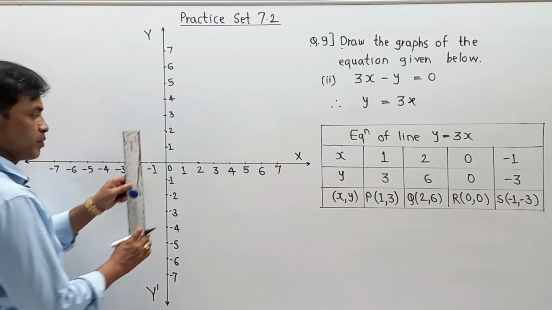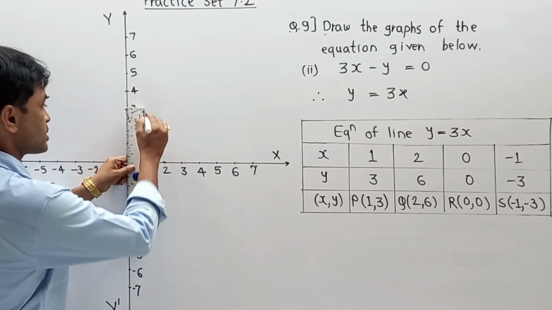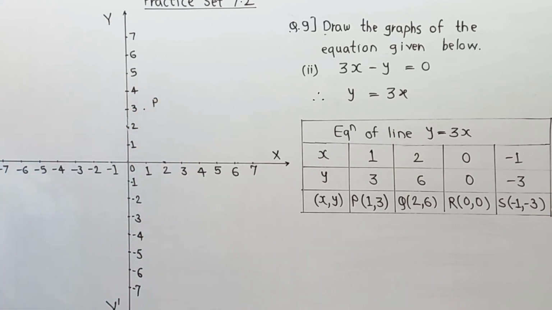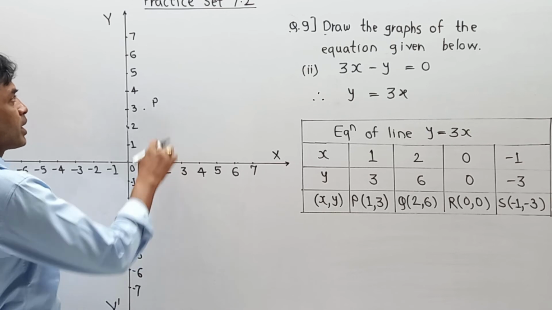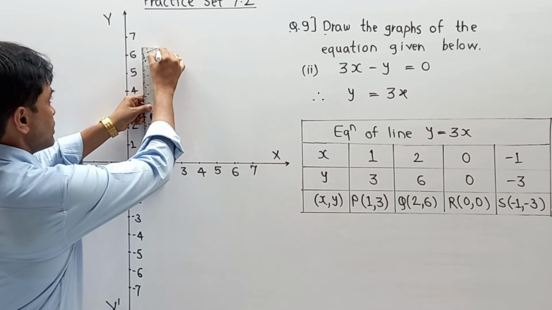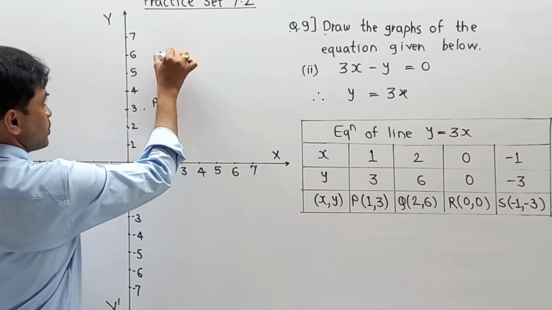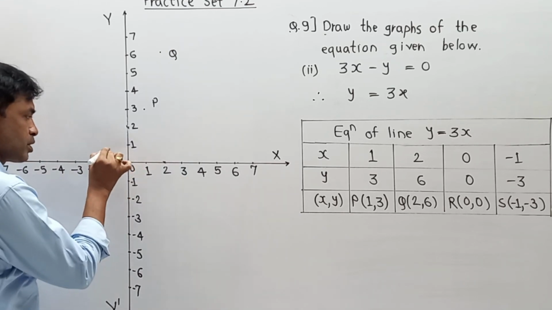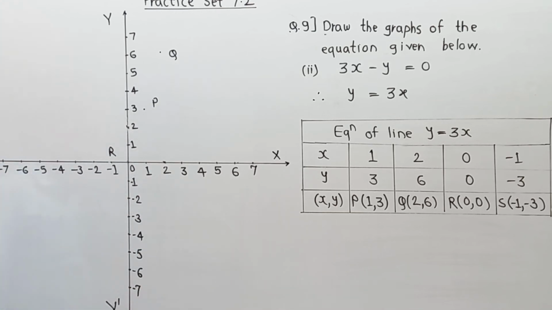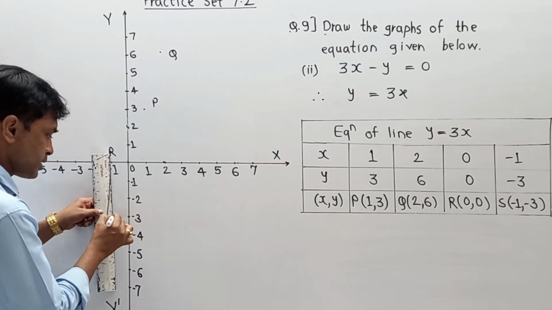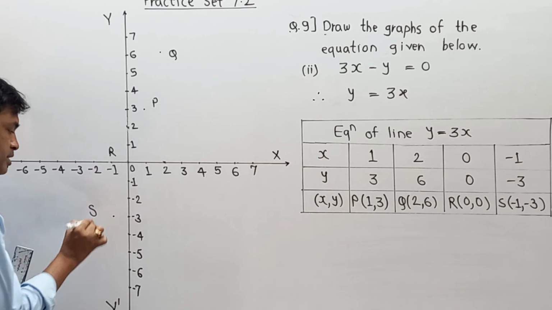So your first point is P 1, 3. So x is 1 and y is 3. So your first point is P over here. Next, Q 2, 6. The value of x is 2 and the value of y is 6. So it is somewhere over here. That is nothing but point Q. Now point R, that is 0, 0. Point R 0, 0 means your origin. So I am indicating it as R. And next S, that is minus 1, minus 3. x is minus 1 and y is minus 3. So this is S.